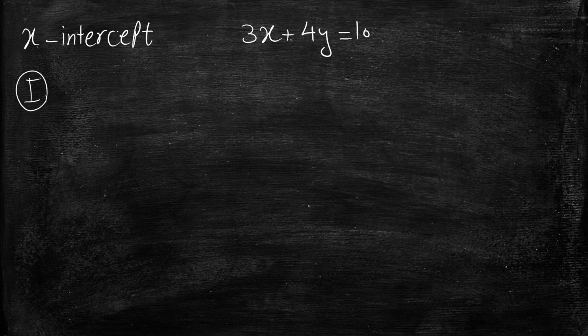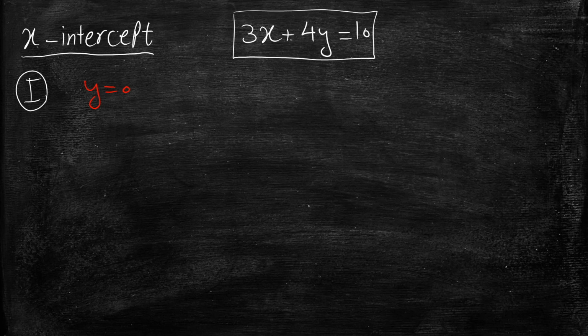Now, again, I'm going to introduce two methods. Method 1. Using the definition of x-intercept, we know that at x-intercept, where the line of the equation crosses the x-axis, y equals 0. We know that. So if I substitute y equals 0 in this original equation, the x that I'm going to find is the x-intercept.